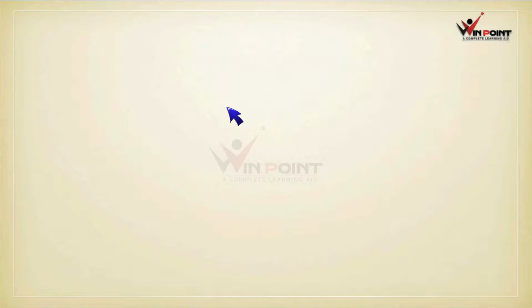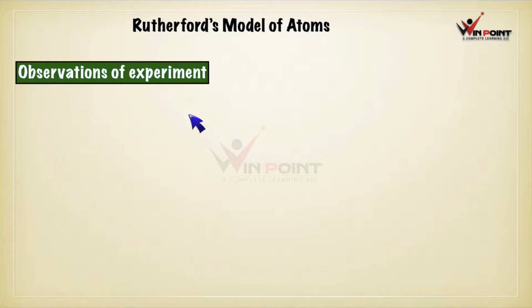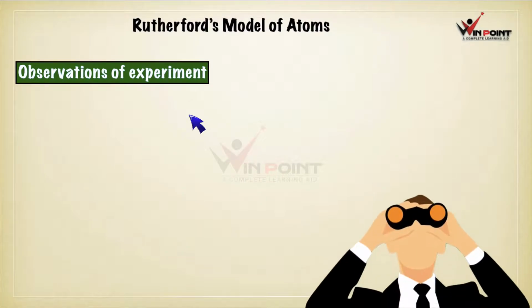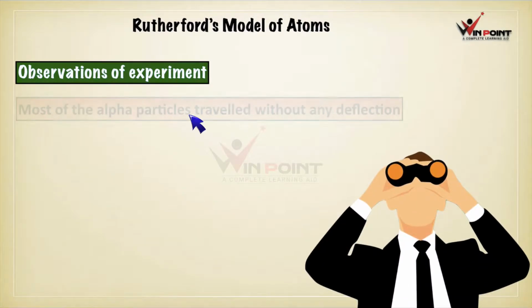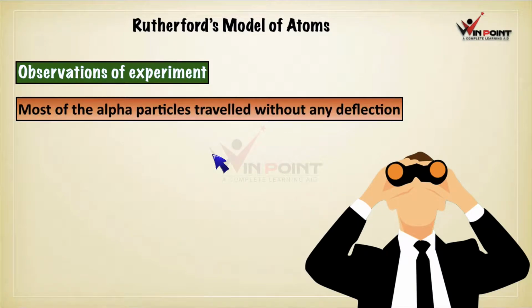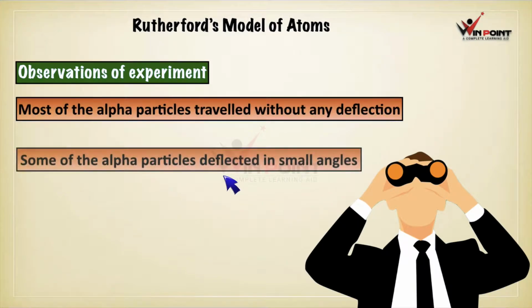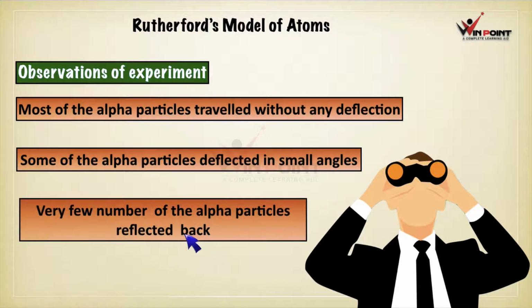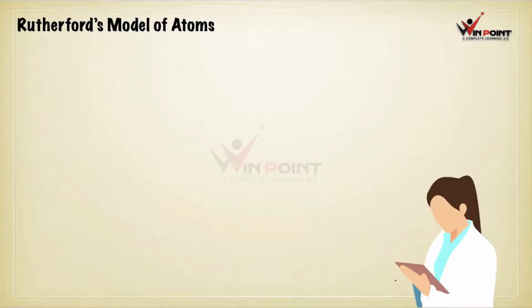Now we can discuss the observations of the experiment, which is very important. Most of the alpha particles traveled without any deflection. Some of the alpha particles deflected in small angles. Very few alpha particles reflected back. On the basis of these observations, he made some conclusions. He made the Rutherford model of atom with the help of these observations.